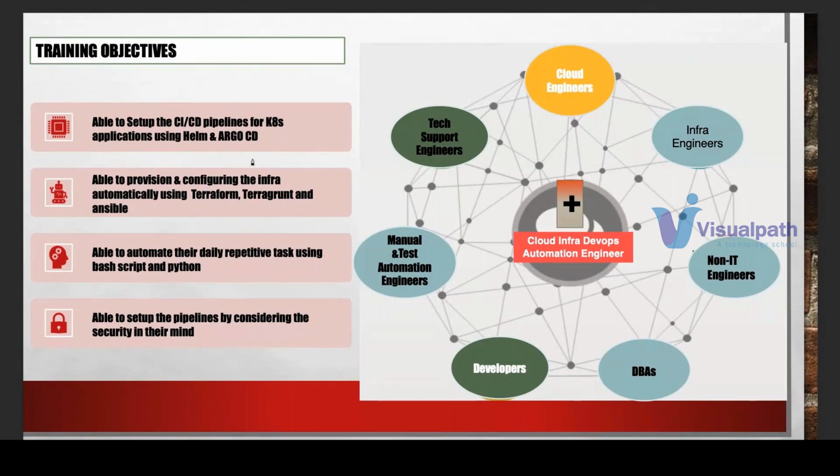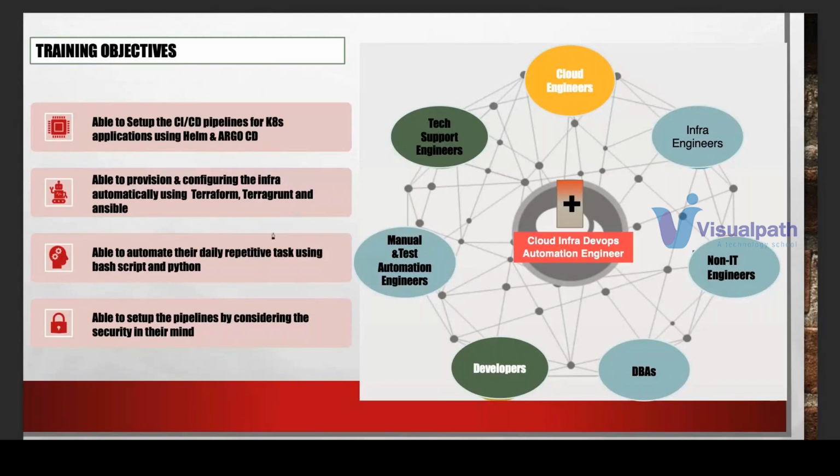Finally, they will be able to set up the CI/CD pipelines for the Kubernetes applications using Helm and Argo CD. That is a really in-demand thing which you need to do once you go to a company. And also able to provision and configure the infra components automatically using Terraform, Terragrunt, and Ansible. This is also a skill set which is required for you in real time, team.